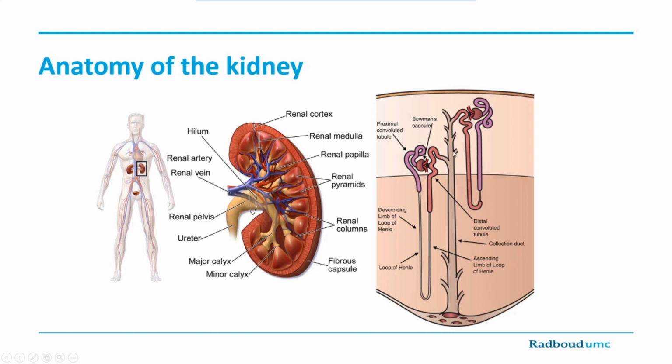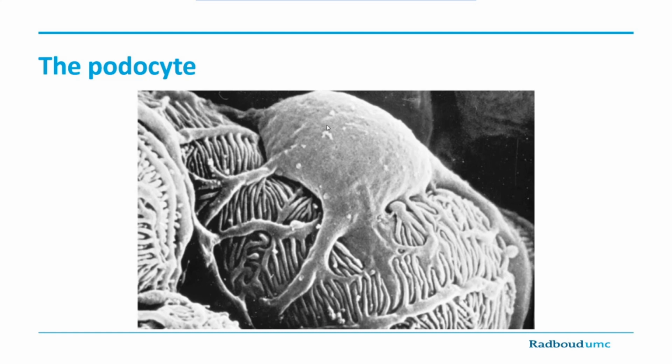For this lecture we will be mostly focusing on the glomerulus, because that's the part that is affected by membranous nephropathy, and most notably the cells in the glomerulus called podocytes. There are more cells in the glomerulus, but podocytes are really the characteristic cells of the glomerulus.